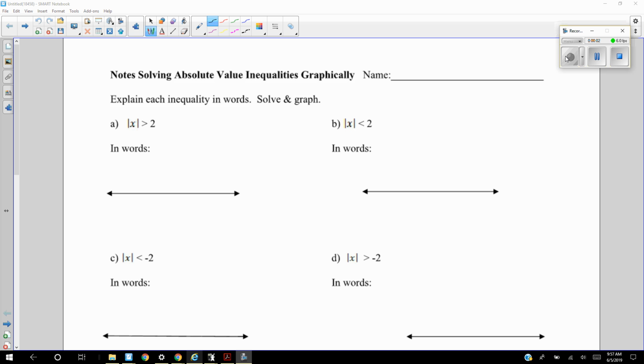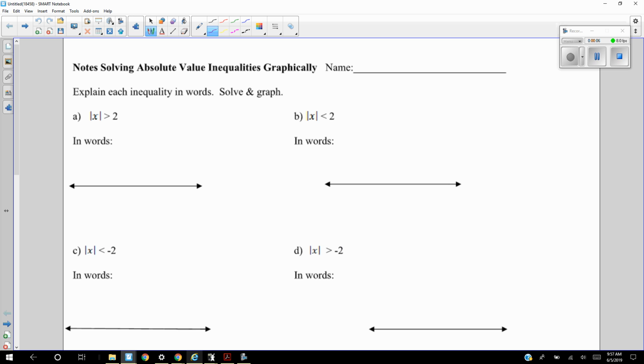All right, in this video, guys, we're going to solve absolute value inequalities. That's our goal. We know what absolute value is. You should know the word inequality. It's the less than or greater than signs. So we're going to put those together to solve these problems. So this first set of problems, we're going to kind of explain what we're doing here when we explain what each inequality in words means here.